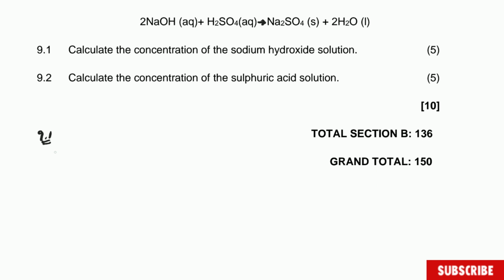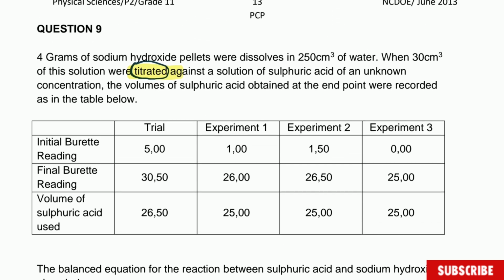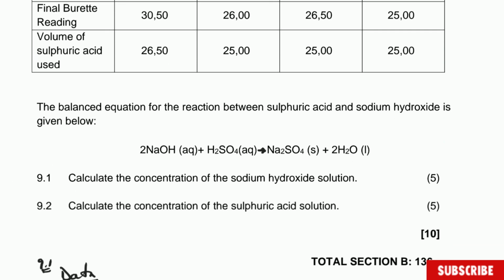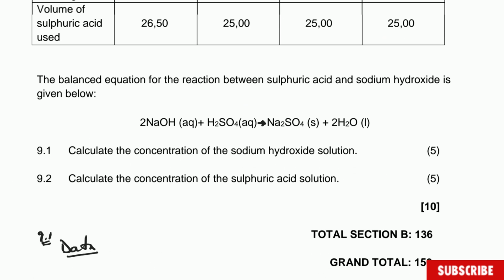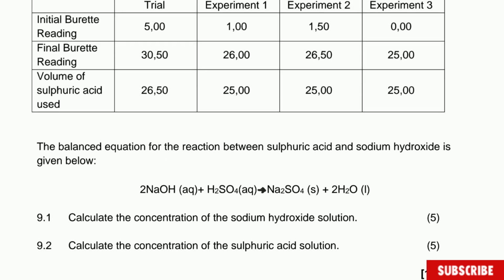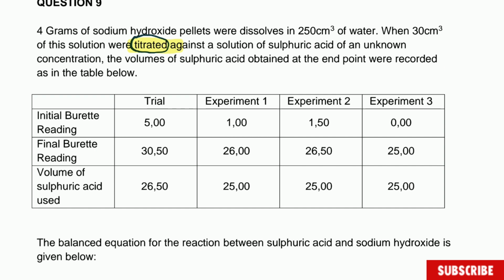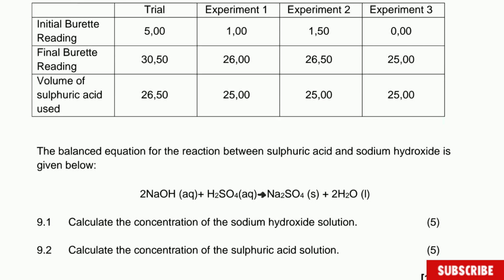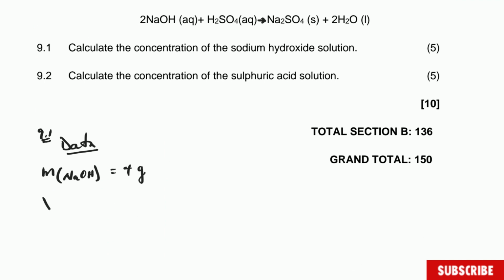Question 9.1. So data, what we have here. We know that the amount of sodium hydroxide that was dissolved was 4 grams. So mass of the sample, this is sodium hydroxide, NaOH, is going to be equal to 4 grams. What else are they giving you here? It was dissolved in 250 cubic centimeters of water. Volume in which this was dissolved was 250 cubic centimeters.